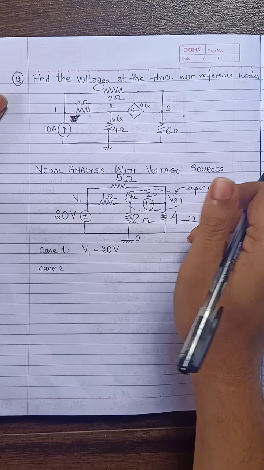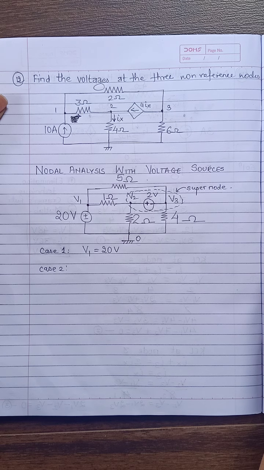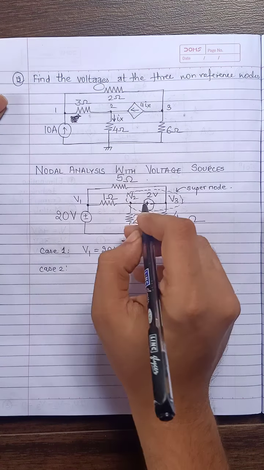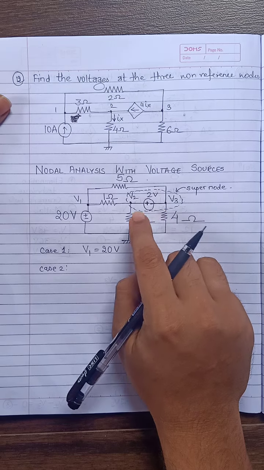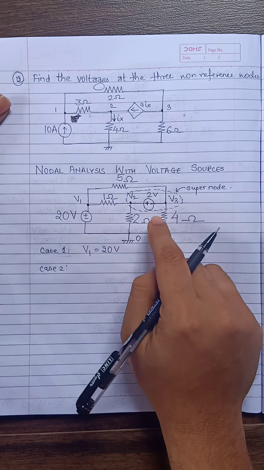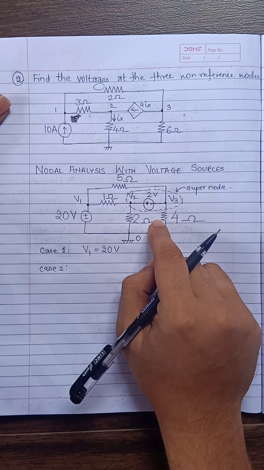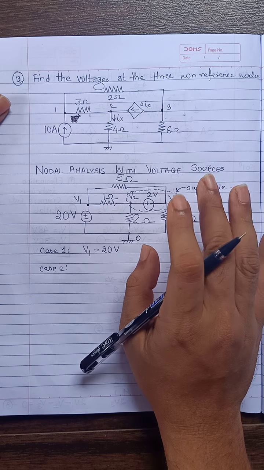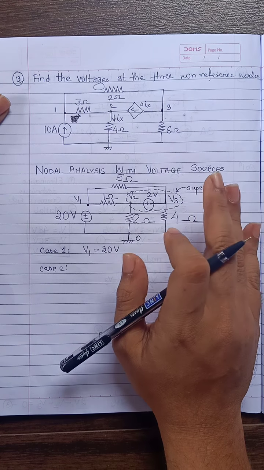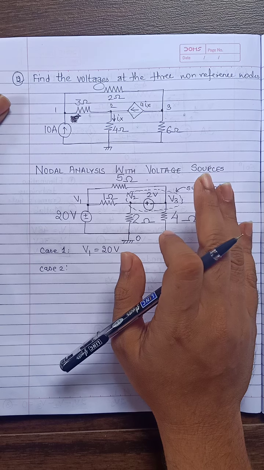Now how to define it? A supernode is formed between two non-reference nodes and any elements connected in parallel with it. So this is nothing but the supernode. Now how to do analysis if you have a voltage source between two non-reference nodes? We analyze the circuit with supernodes using the normal steps: we assign different nodes, all the normal steps for nodal analysis.